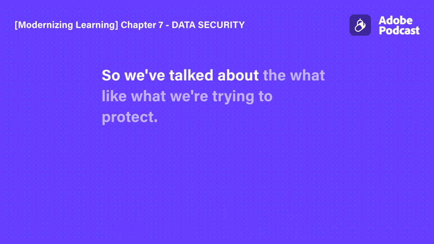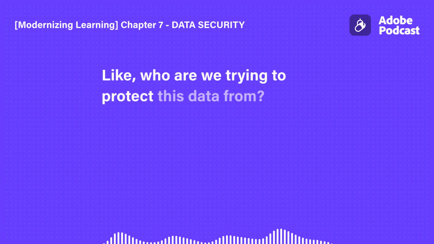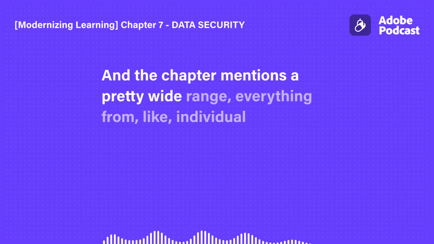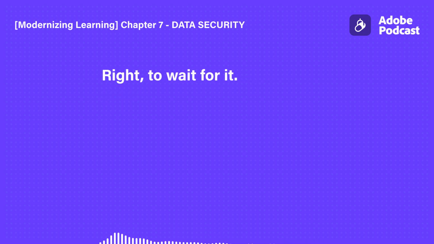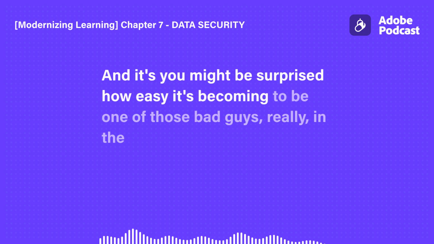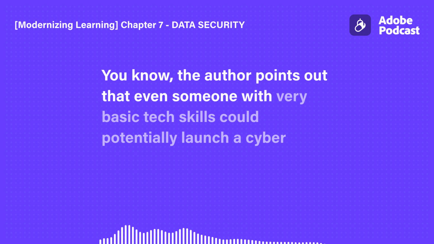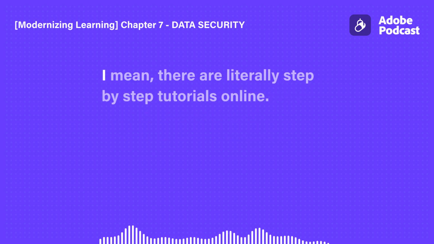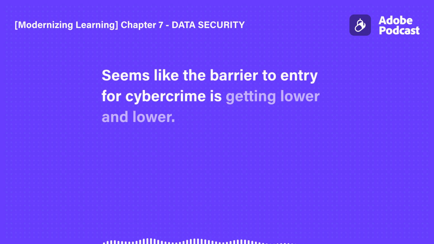So we've talked about the what we're trying to protect. Let's talk about the who, the bad guys, so to speak. Who are we trying to protect this data from? The chapter mentions a pretty wide range, everything from individual learners who might try to cheat to, wait for it, nation state hackers. It is a wide range, and you might be surprised how easy it's becoming to be one of those bad guys. Really? In the digital world, anyway. The author points out that even someone with very basic tech skills could potentially launch a cyber attack these days. There are literally step-by-step tutorials online. That's a little unsettling to think about. It seems like the barrier to entry for cybercrime is getting lower and lower.